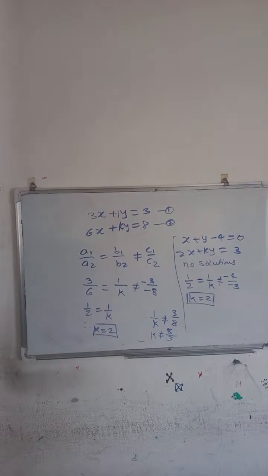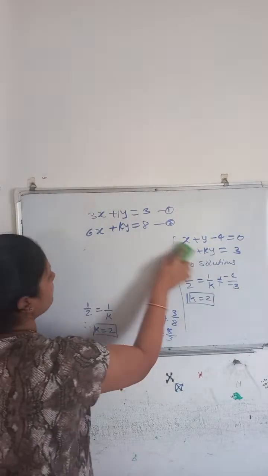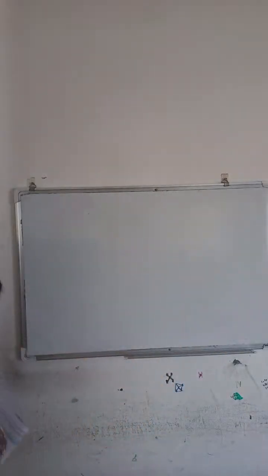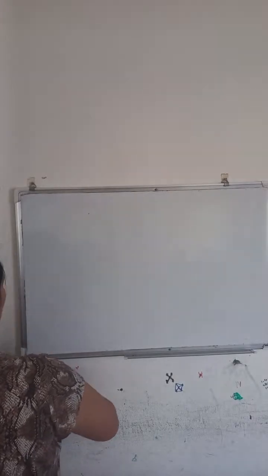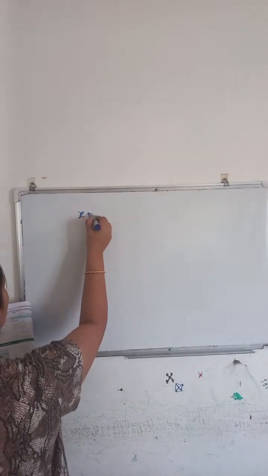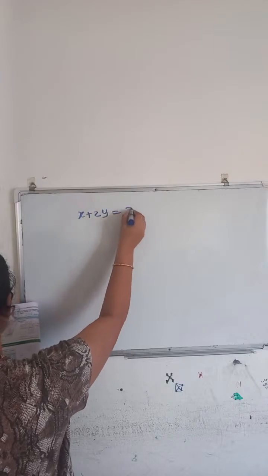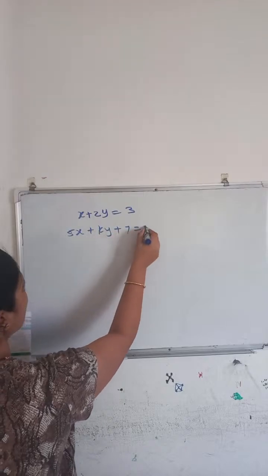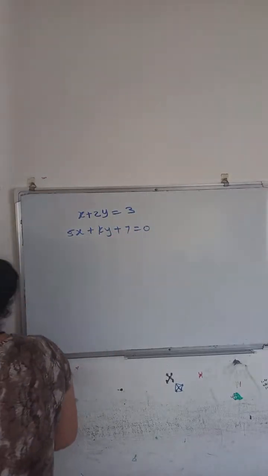Find the value of k for which the system of linear equations x plus 2y is equal to 3 and 5x plus ky plus 7 is equal to 0 is inconsistent.